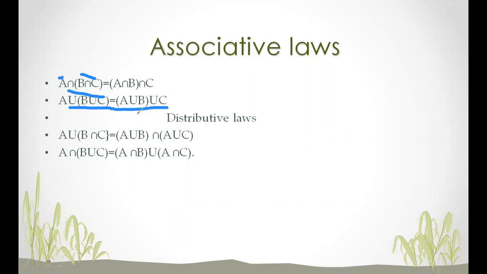Similarly, we have the associative law of union, and this is the definition of the distributive law. In the distributive law, first A union B intersection C, or first A union B and A union C, and then intersection. The answer is the same. So these are our two distributive laws. This is the distributive law of union, this is the distributive law of intersection, this is the associative law of intersection, and this is the associative law of union. So next we see our next definition.